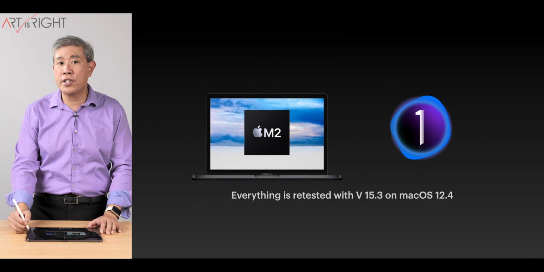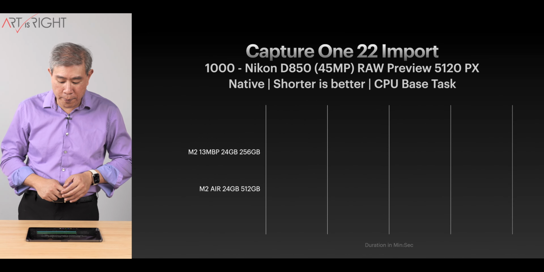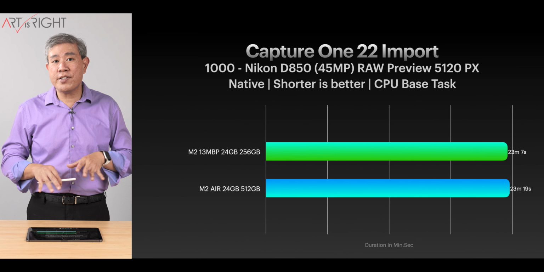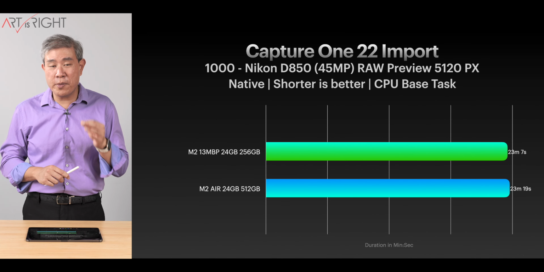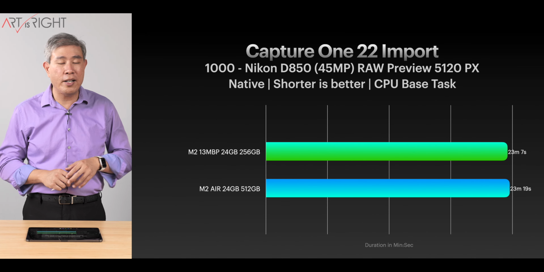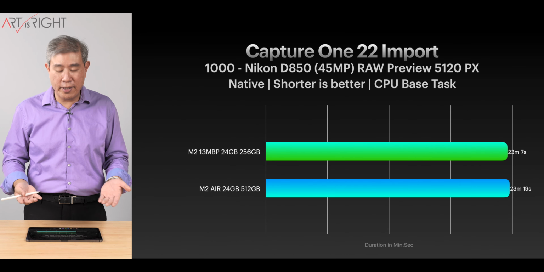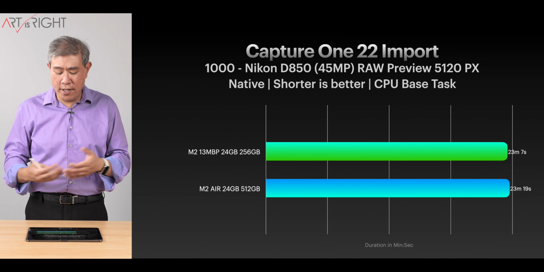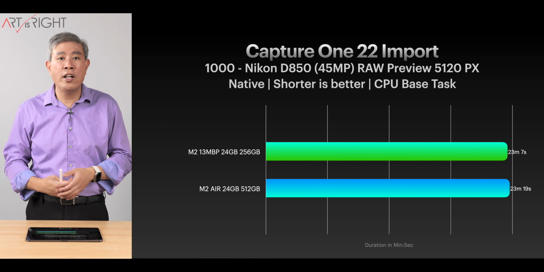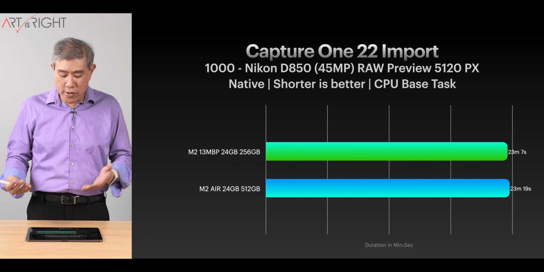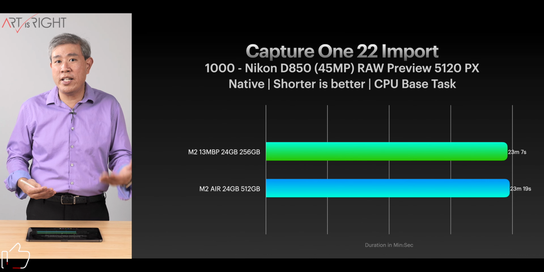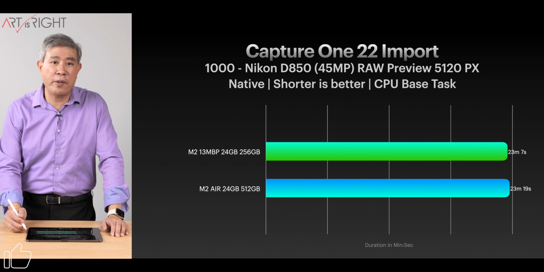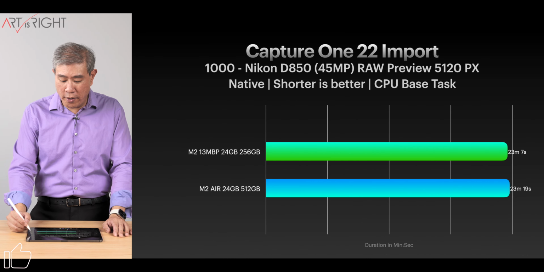This is Capture One 22 running on macOS 12.4. The import time using just the CPU between these two machines is pretty much almost identical, 12 seconds apart. There's really not that much variation, but then Capture One is not necessarily the program that you want to be looking at for machine performance anyway. You just want to see the relative performance between each different machine. It's not really optimizing the system really well at all.